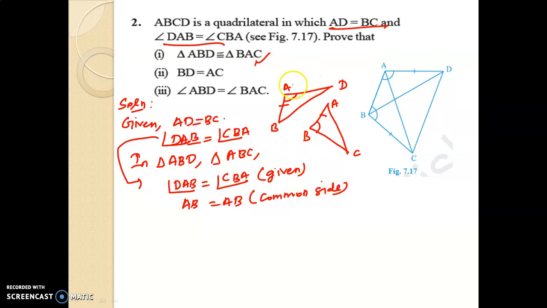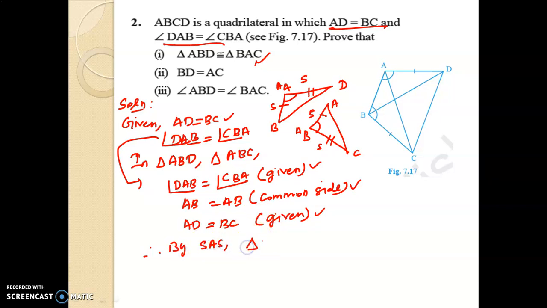And then one more side is also given here. That is AD equal to BC. So AD is here and BC is here. So AD equal to BC. This is also given. So from the three relations, side, angle, side, here also side, angle, side. Therefore, by SAS, triangle ABD is congruent to triangle BAC. This is the first subdivision.